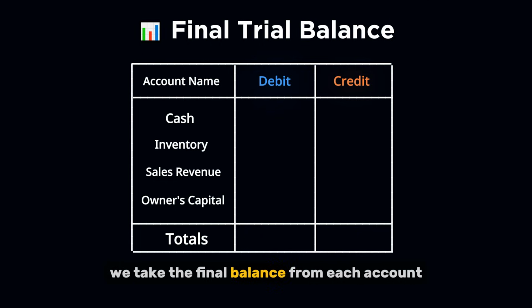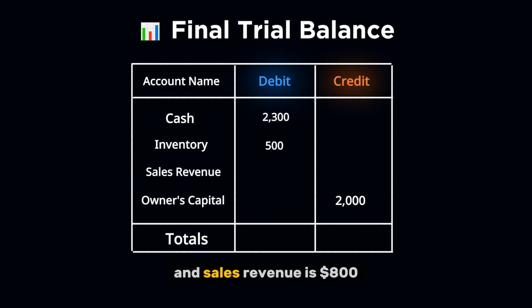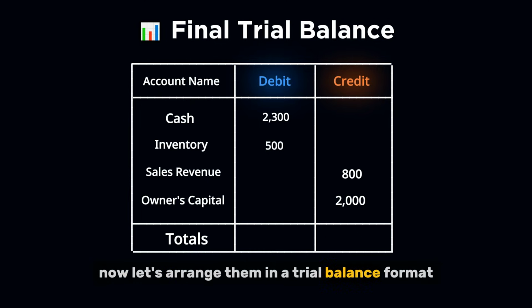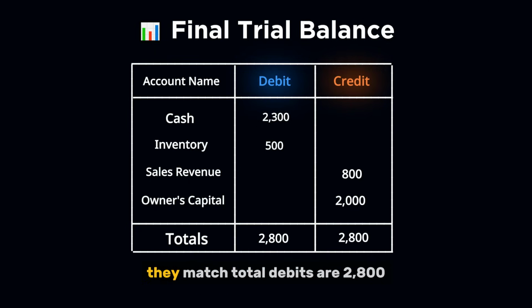We take the final balance from each account. Cash has a total of $2,300. Inventory has $500. Capital is $2,000. And sales revenue is $800. Now, let's arrange them in a trial balance format. Cash, $2,300. Debit. Inventory, $500. Debit. Capital, $2,000. Credit. Sales revenue, $800. Credit.